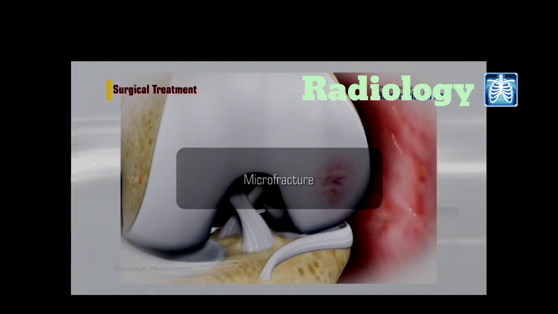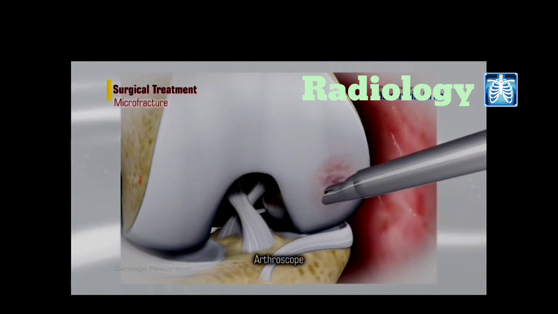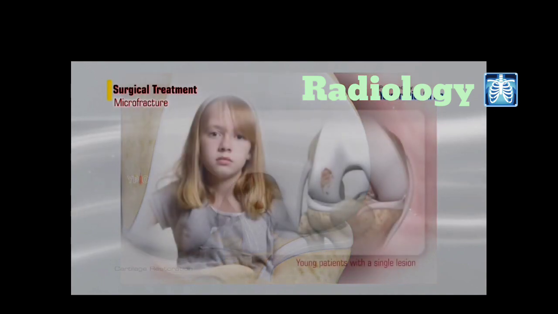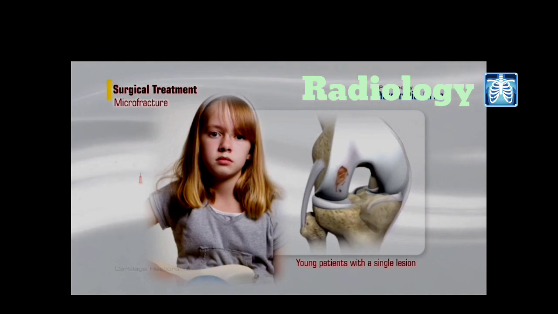Microfracture technique involves poking multiple holes using an arthroscope into the subchondral bone below the cartilage with a sharp tool called an awl. This creates a blood supply to reach the damaged cartilage and stimulates the formation of new cartilage. Young patients with a single lesion and healthy bone are suitable candidates for microfracture procedure.